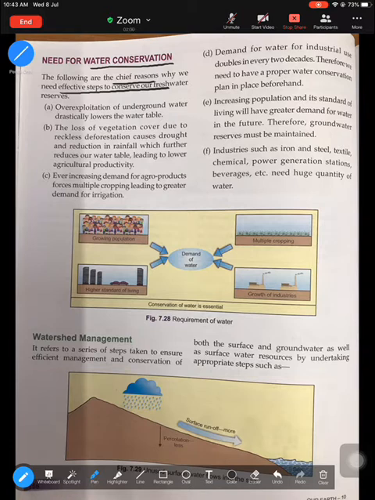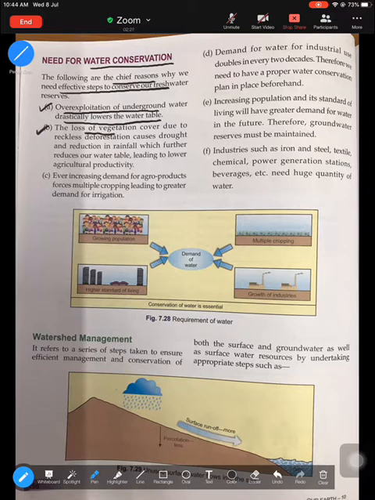The first reason is that over exploitation of underground water drastically lowers the water table. Because our underground water has been used excessively, when we are constructing or making different forms of irrigation, we use our underground water, isn't it? So because we are excessively overusing the underground water, the water table has really lowered down, and it is important that we conserve our water now.